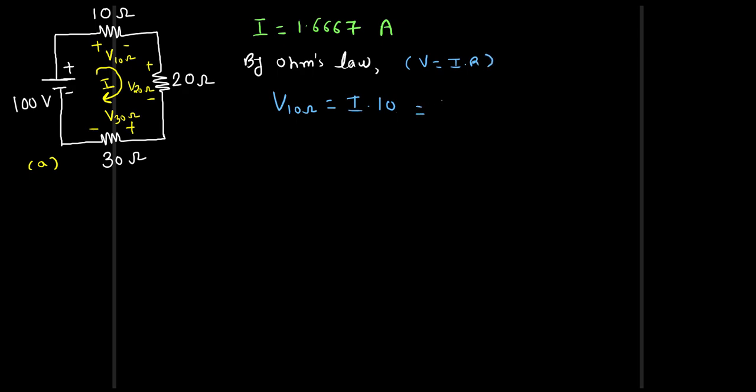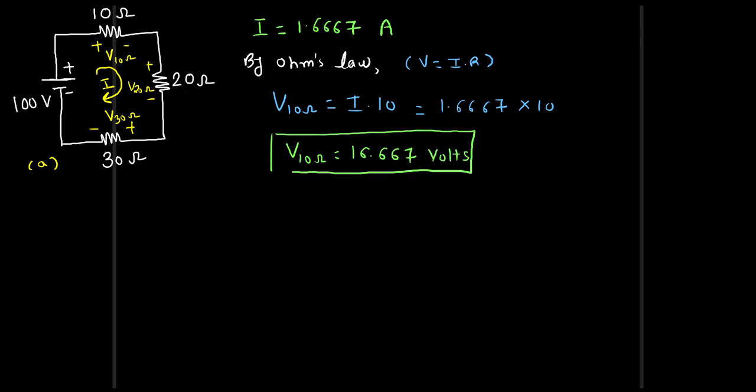So that is equal to, now current is 1.6667 into 10. So how much will be final answer? So voltage across 10 ohm, it will be 16.667 volts. Let us call it as equation number 2. This was our equation number 1.